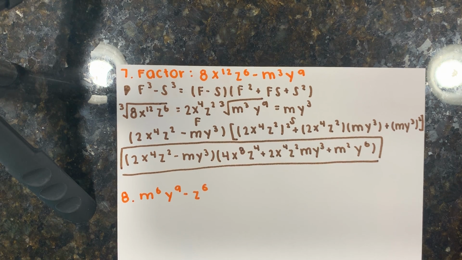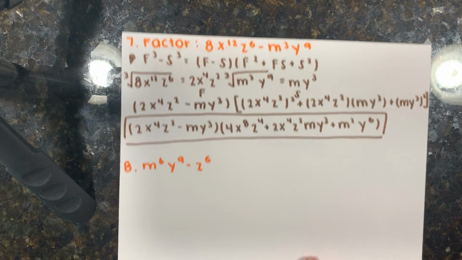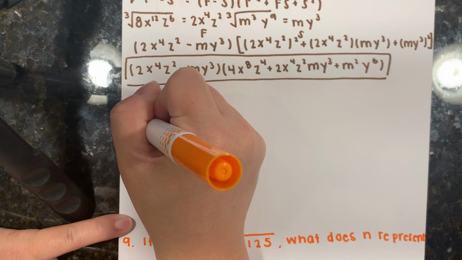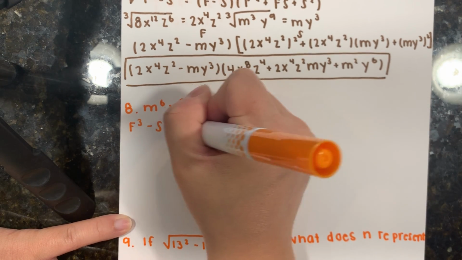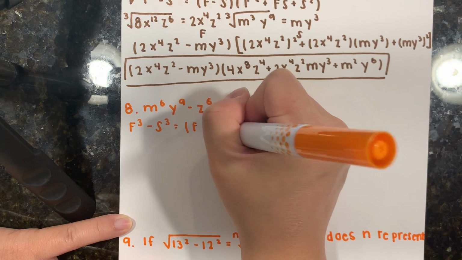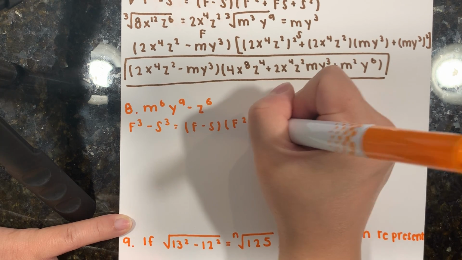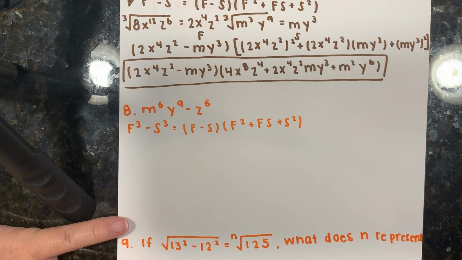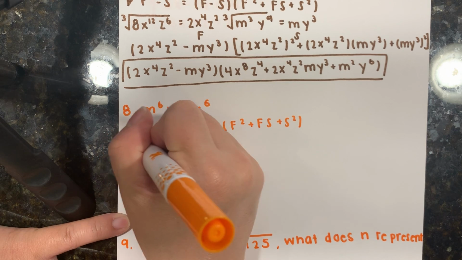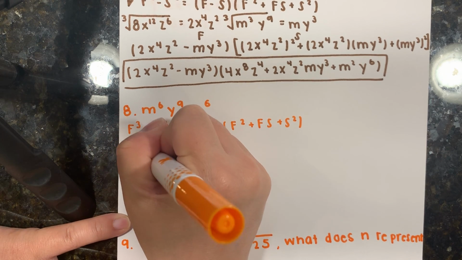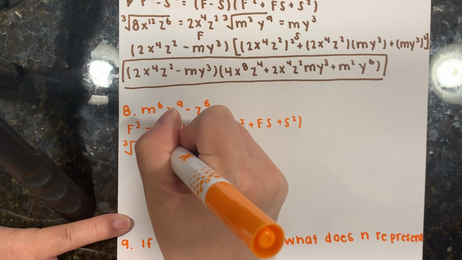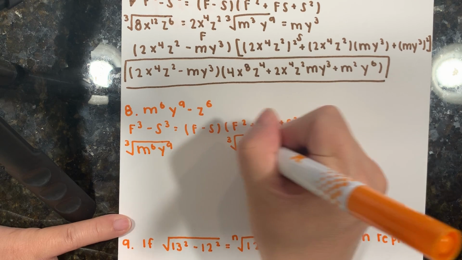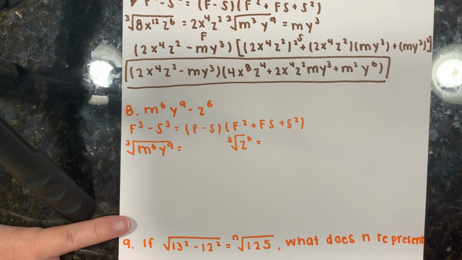Now looking at number 8, same idea as the last one. So again, you have to use the minus equation. So first cubed minus second cubed equals first minus second times first squared plus first times second plus second squared. You have to start by just taking the cube root of each term. So when it has a power, all you're doing is dividing it by 3. And when it's a number, you would have to find the cube root of that.